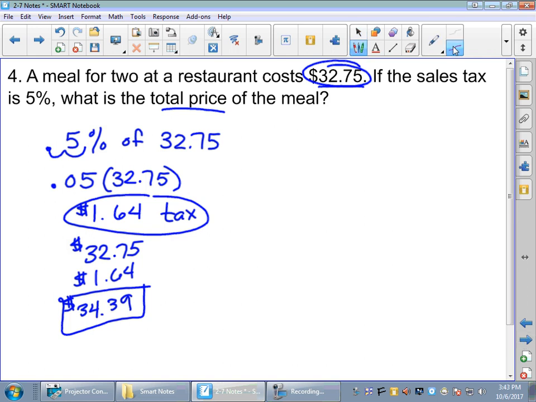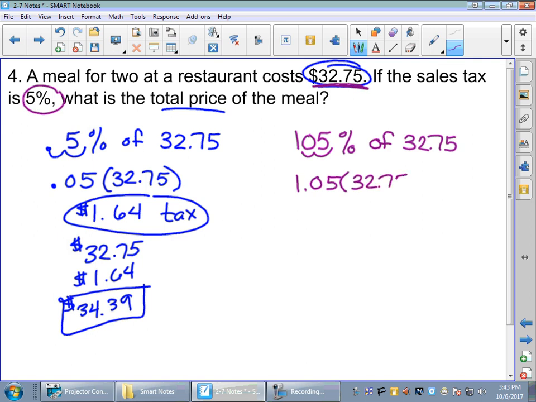I just want to show you one more time how you could do that without having to add at the very end. So if I have to pay 5% more than my bill is 100%. The meal was 32.75. I got to pay an additional 5%. So I'm really paying 105% of my bill, above and beyond my bill. So move the decimal place 2 places, 1.05 times 32.75. And when I calculate this part, I get the same answer.